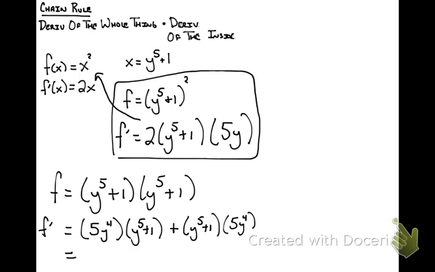And so these are actually equivalent expressions, because if we factor out 5y to the 4th, we would have left y to the 5th plus 1 plus y to the 5th plus 1, which is equivalent to 2 times y to the 5th plus 1. So they're equal. The chain rule works.